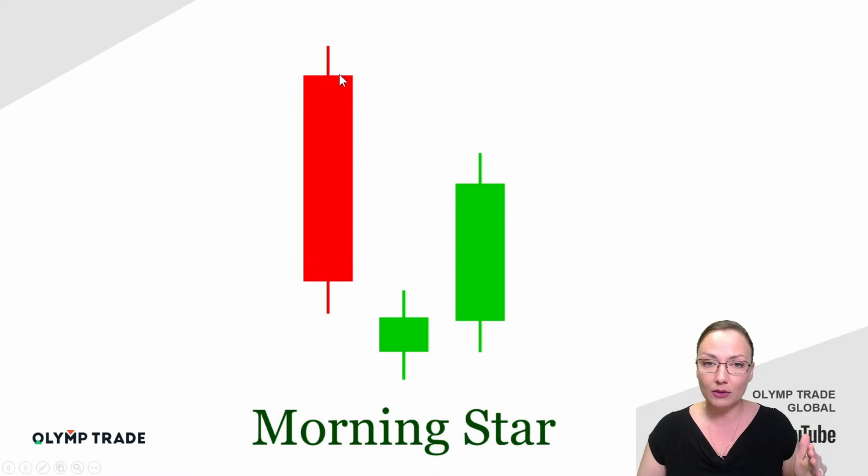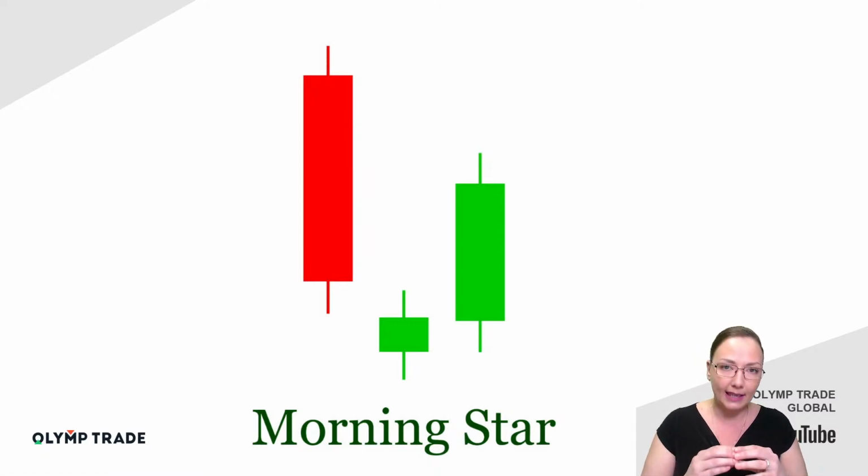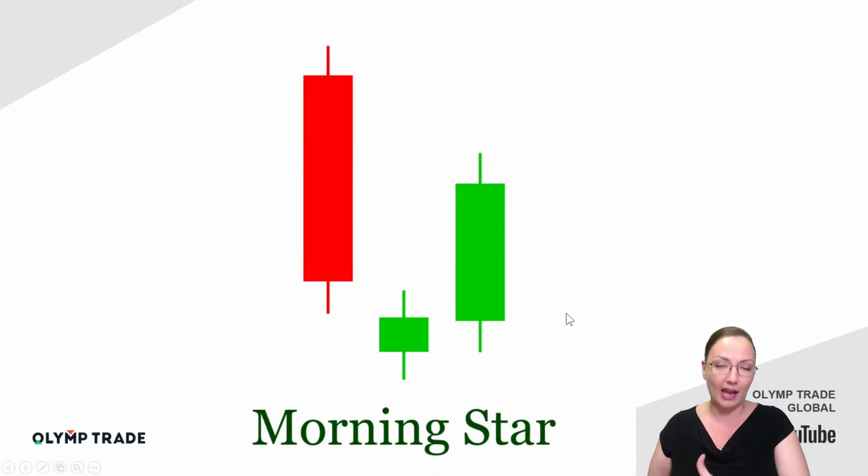So the first candle is going to be a big bearish candle. We have sellers. The middle candle, the second candle, is going to be a small body candle. And actually, this candle can be green or red. It can be a bearish candle or it can be a bullish candle. It does not matter. This candle, the middle candle with a small body, basically shows us that there is indecision on the market. And then the third candle is the one that we really have to watch for.